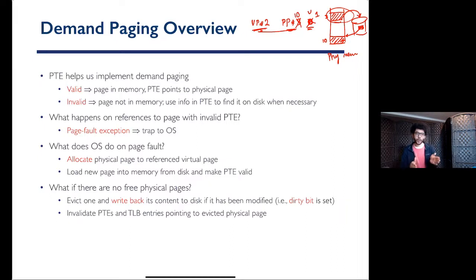If you find some page to evict, then you have to shoot down its TLB entries, for example. If you remember, you have to invalidate all the translations of this page, because the translation is no longer valid since you're evicting it. You also have to go to the page table entry of the victim and set the valid bit to 0, indicating that this page is no longer valid.